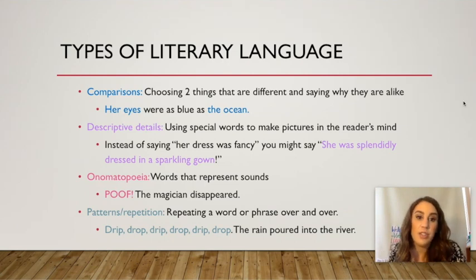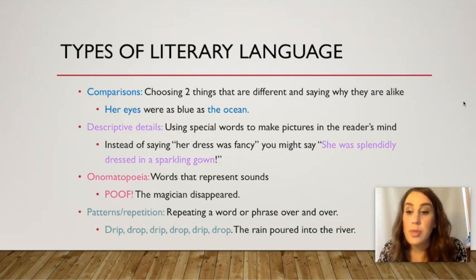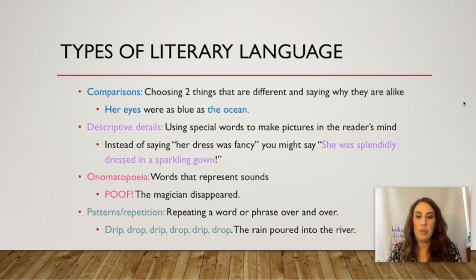Okay, then there's descriptive details, and we see this in most books. So this is using special words to make pictures in the reader's mind. So instead of saying, she was wearing a nice dress, or her dress was fancy, you could say something like, she was splendidly dressed in a sparkling gown. Do you see how when I add those interesting words in and describe what's happening, it kind of creates an image in your mind that you might not get if you just say, her dress was nice.